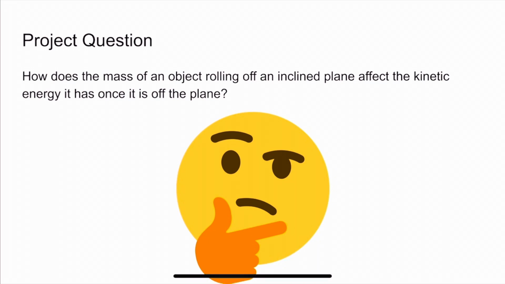Alrighty, so my project question was, how does the mass of an object rolling off an inclined plane affect the kinetic energy it has once it is off the plane?